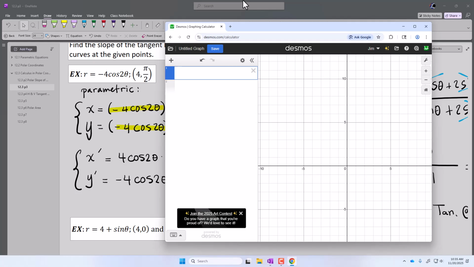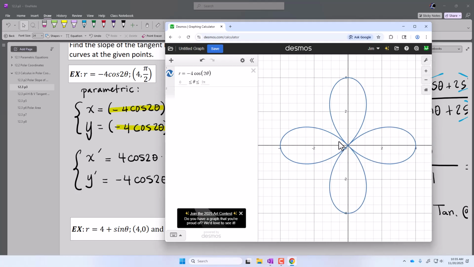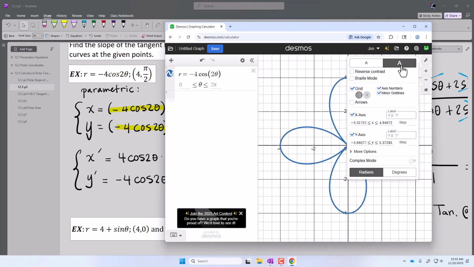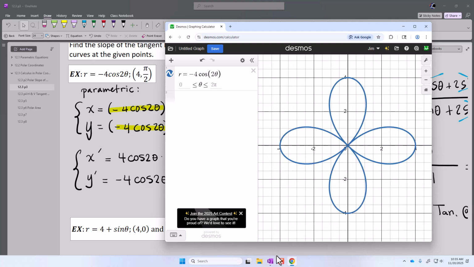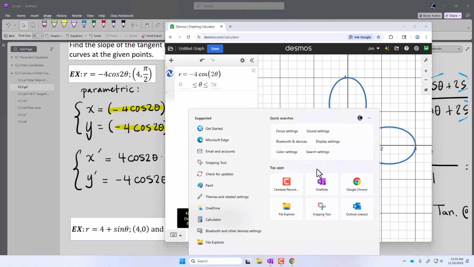So if we graph r equals -4 cosine of double theta, and I think I might need parentheses, and I might need to put the r in front. So there's our graph. So when you have multiple angles, you get these graphs that are often called roses. That is what our graph is going to look like.